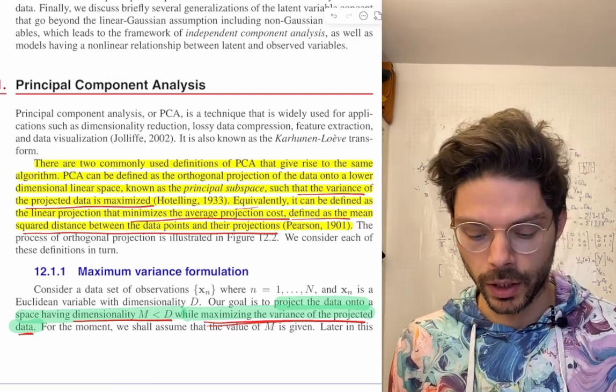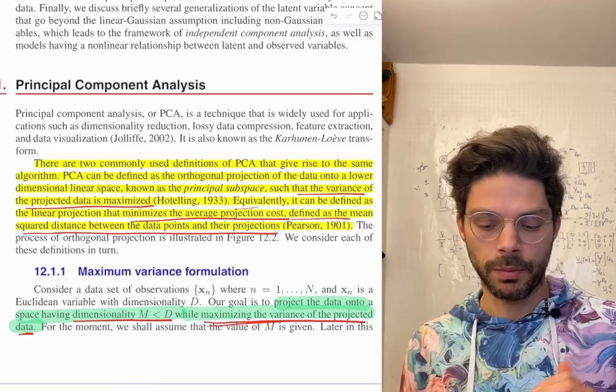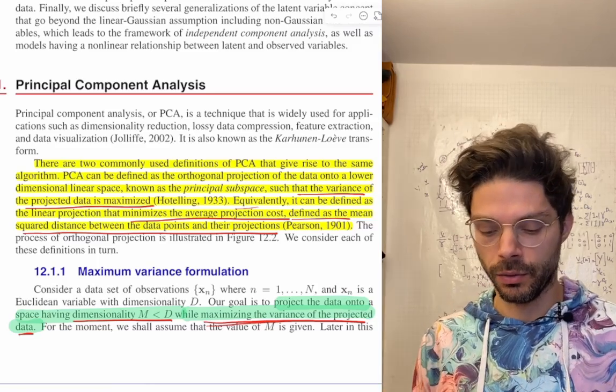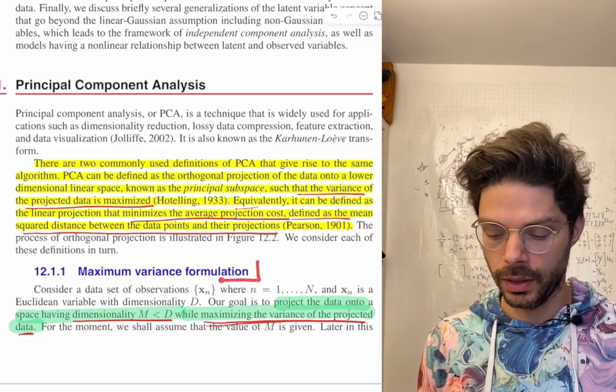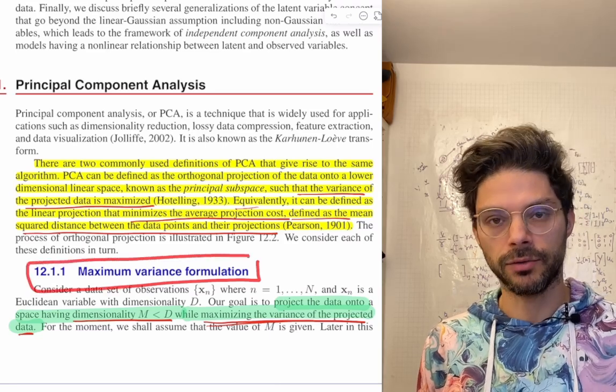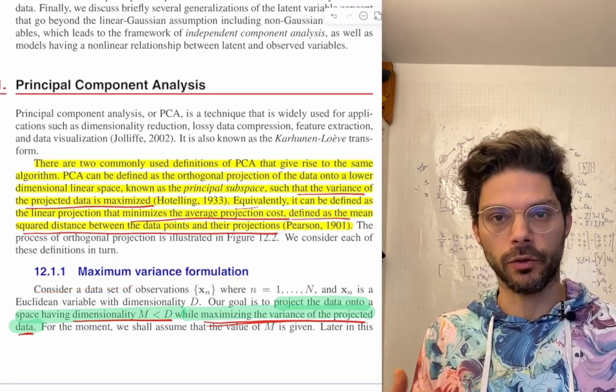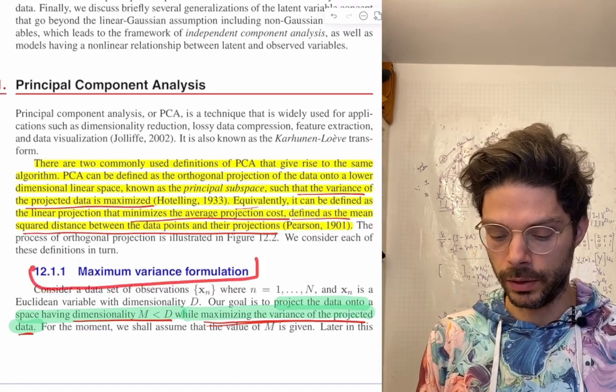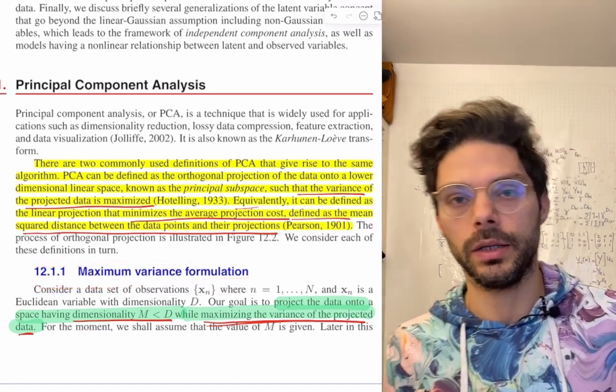All right, folks, so now we're going to get into our discussion of principal component analysis in earnest. What we're going to cover in this video is the maximum variance formulation. There are several ways of deriving PCA, and we're going to start with this one. Okay, so let's get into it.